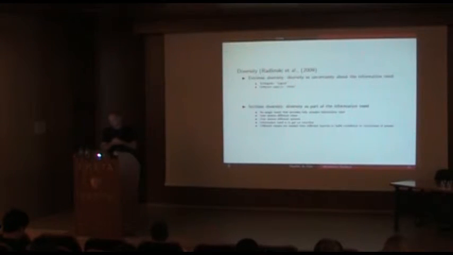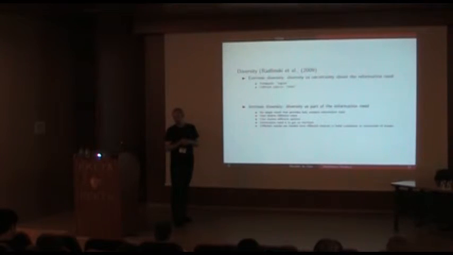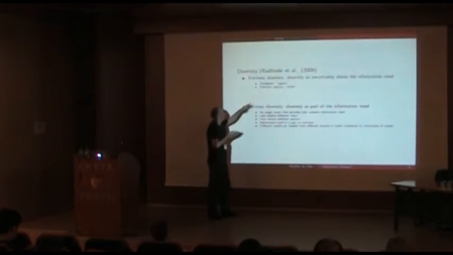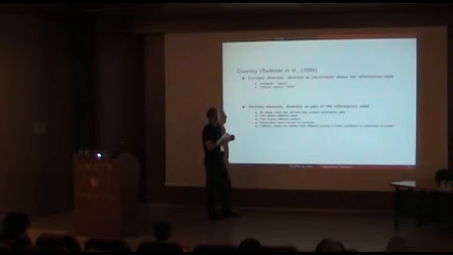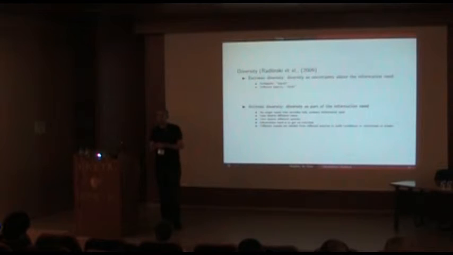Philip Rudlinski, in one of his papers a few years back, makes this distinction between extrinsic diversity and intrinsic diversity. Extrinsic diversity is actually not all that interesting. It's something you need to deal with, but it's not all that interesting. So that's things like different possible readings of a query like Jaguar or Apple or Ajax.